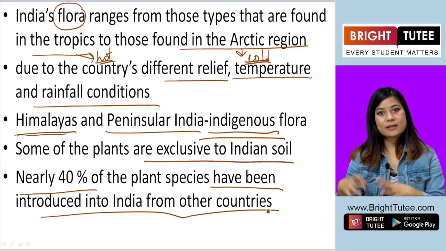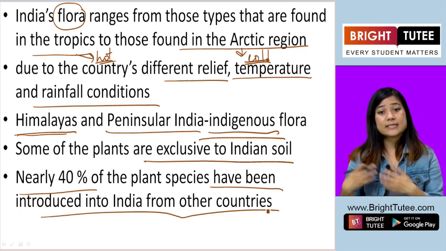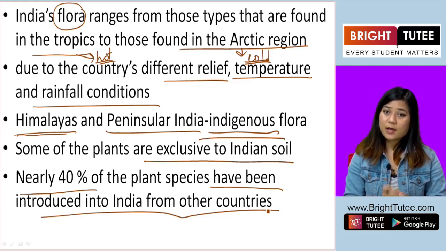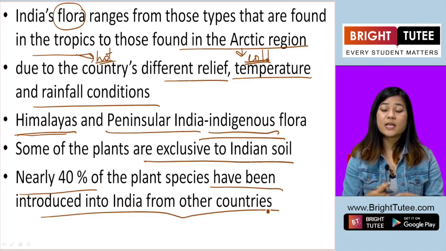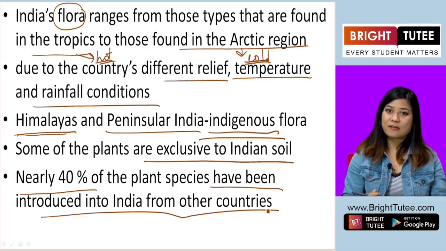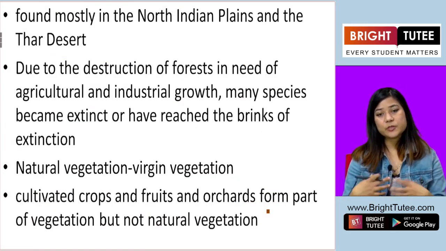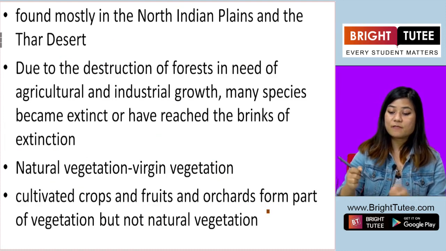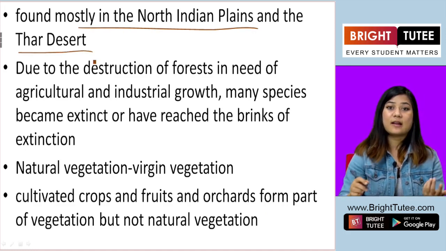Okay, so we said that there are some plants and trees which only belong to India, are from India and can be found in India. They are called indigenous. Okay, indigenous flora. But there are others, nearly 40% in fact, which are brought from outside. Okay, that means the plants and trees, nearly 40% that we have in India, can be found in other countries as well. Okay, and these plants and trees which were brought from other countries and planted in our country, they are found mostly in the North Indian plains, in the northern part of India, and in the Thar desert.